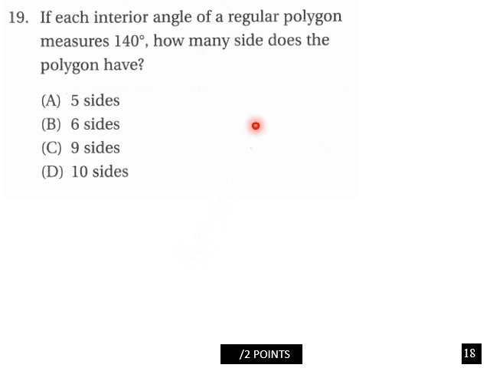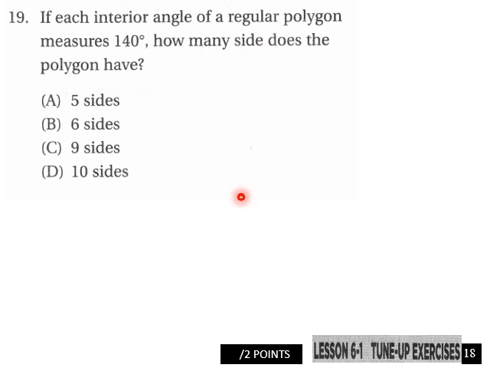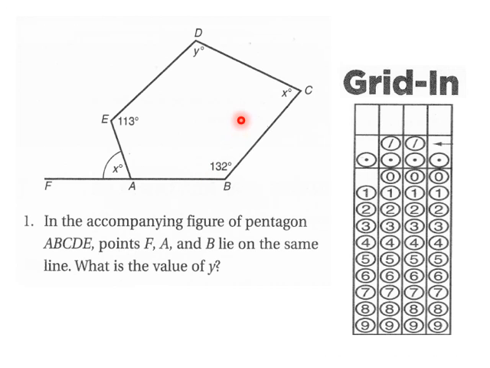And then problem number 19, interior angle, regular polygon. How many sides does the polygon have? And then we get into our grid-ins here, good practice for you to grid in a solution. In the accompanying figure of the pentagon ABCDE, points F, A, and B lie on the same line. What is the value of y? So what is the value of y up here?